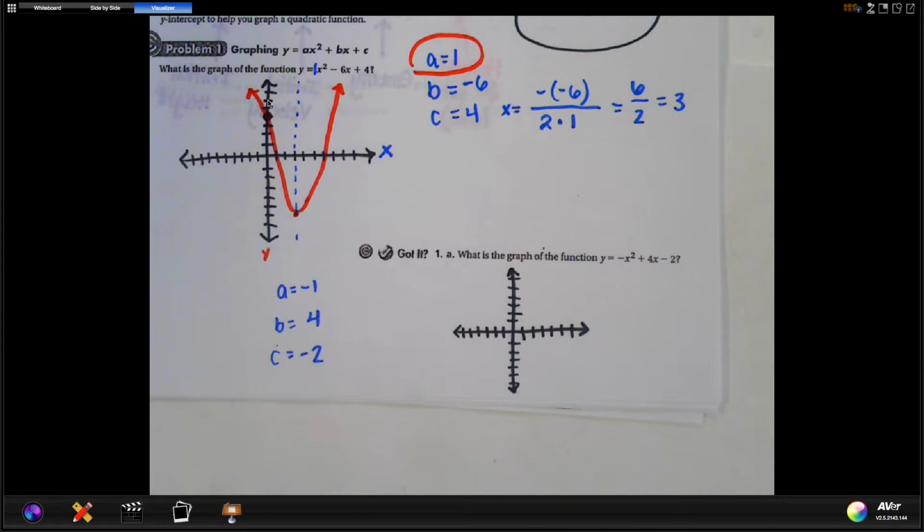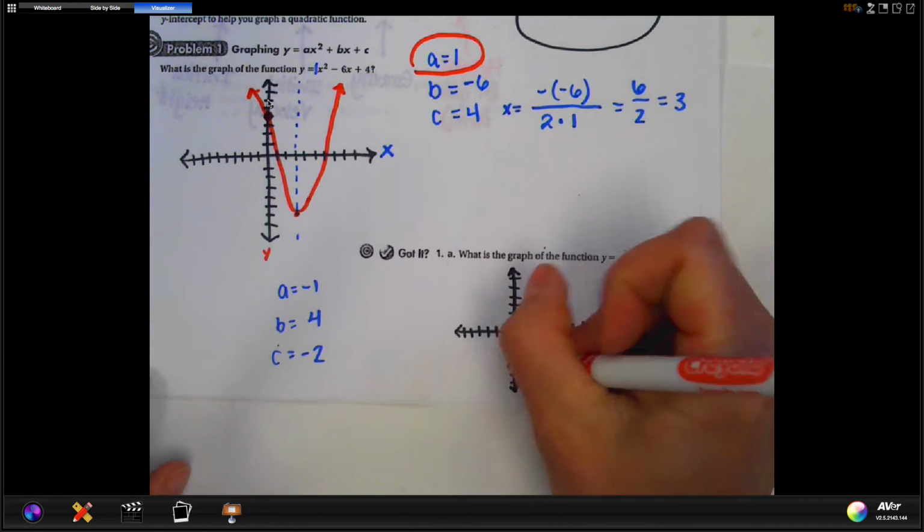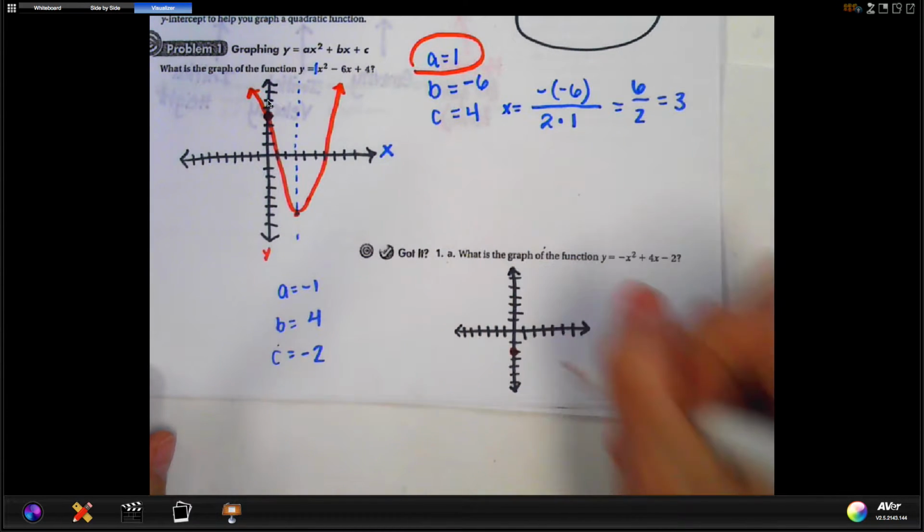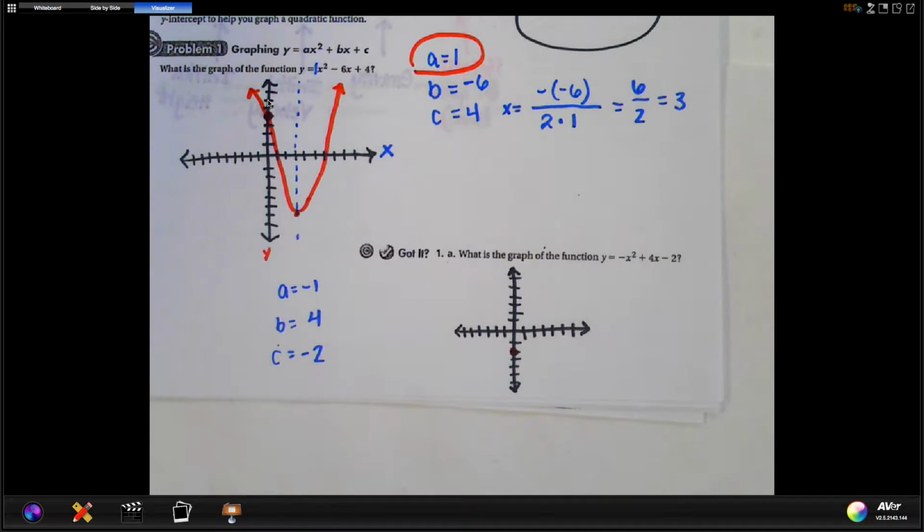The y-intercept is where? Negative 2. So I can actually mark that right now. I know the y-intercept is negative 2. I know that it's going to open down. And the other thing I need to figure out right now is my axis of symmetry.